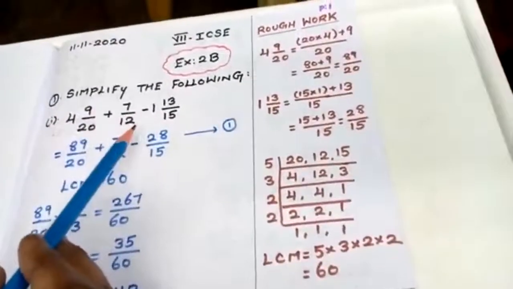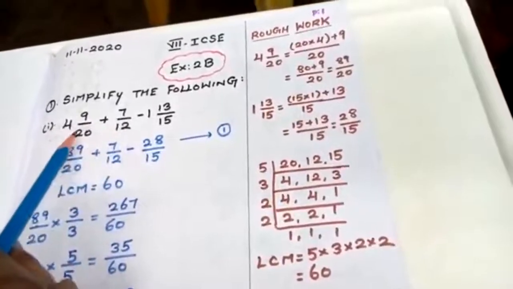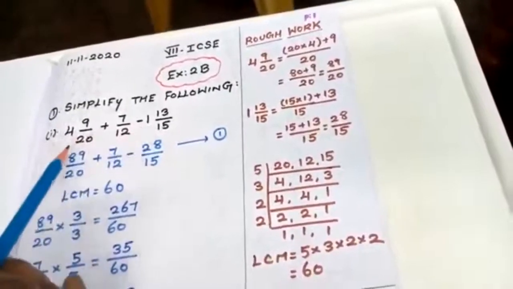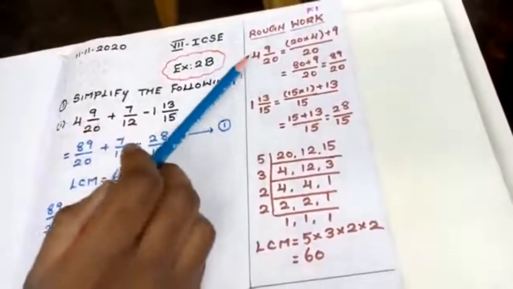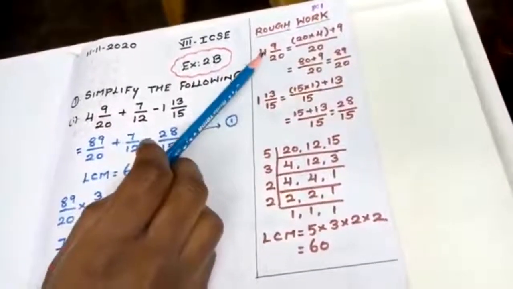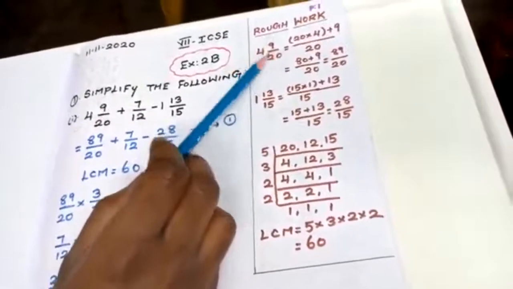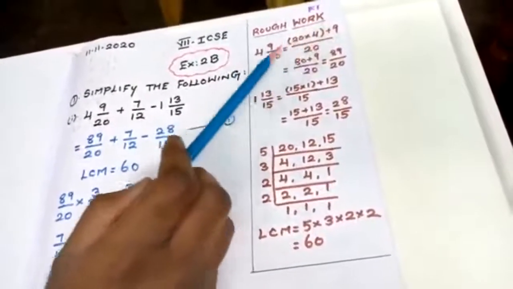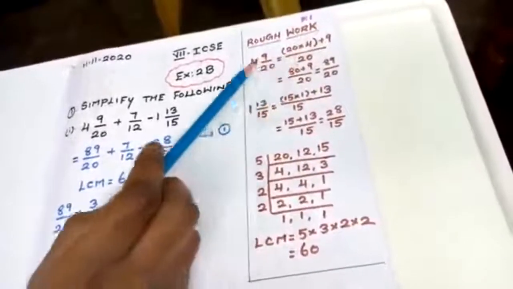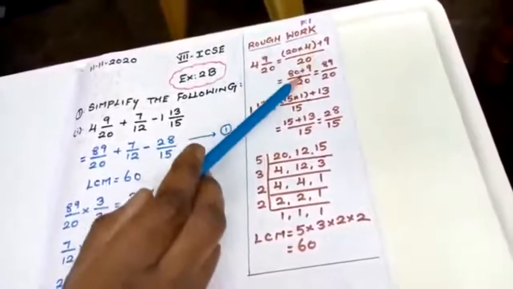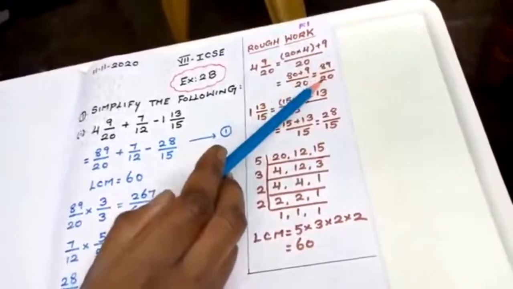Whatever value they are going to give you, first convert the mixed fraction into proper fraction. So how to convert the mixed fraction into proper fraction? Just for your understanding, I have done the calculation here. 4 9 by 20. To convert this mixed into proper fraction, what I am doing here is denominator 20, keep it as it is. 20 into 4 plus 9. Calculate, you are going to get the answer as 89 by 20.